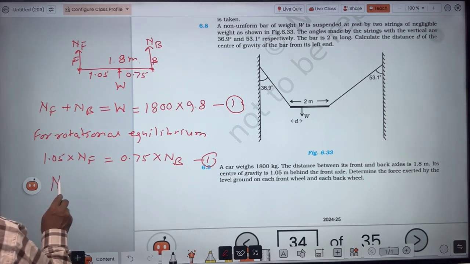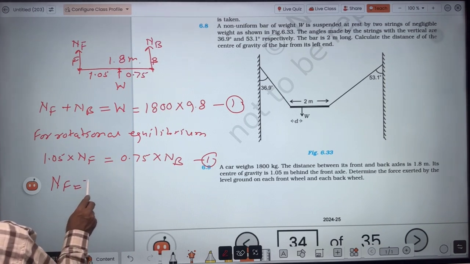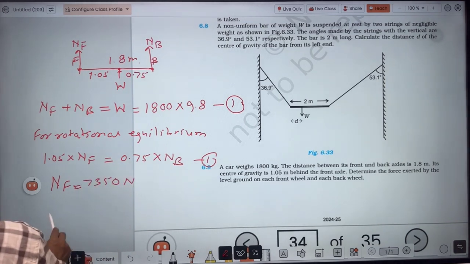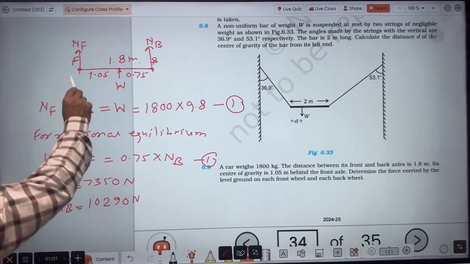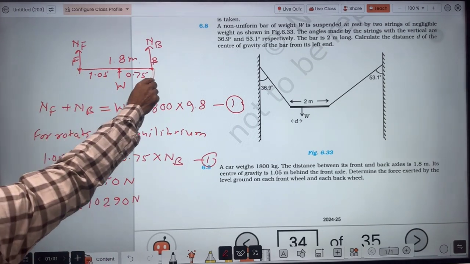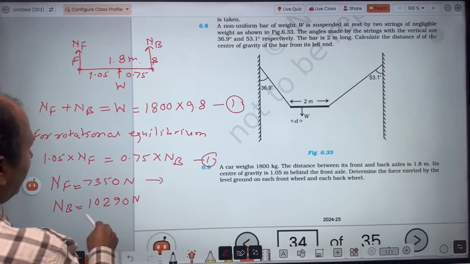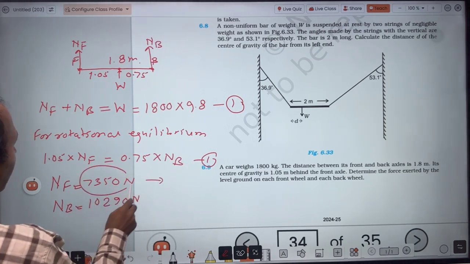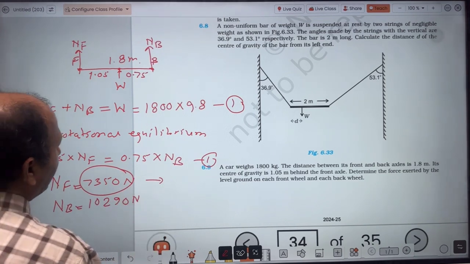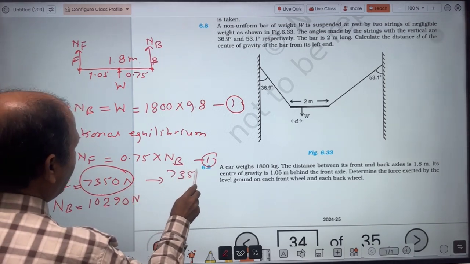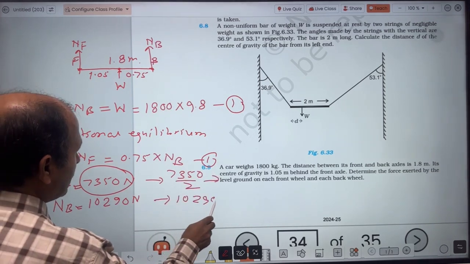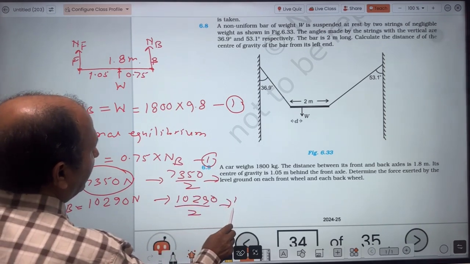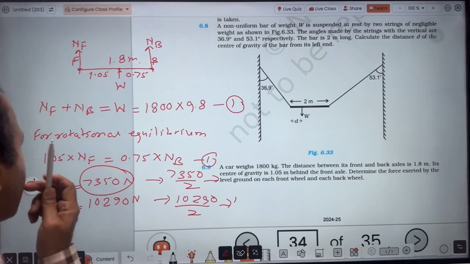So after evaluation, you will get NF equal to 7350 Newton, and NB will be 10290 Newton. Since there are two wheels in front and two wheels in back, each front wheel will get half of it. So you can say 7350 divided by 2 for each front wheel and 10290 divided by 2 for each back wheel. So that is the answer.